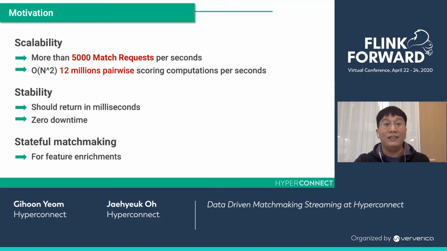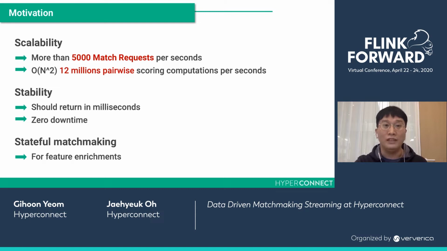Next is stability. Our matchmaking system is the core of the service, so the response time and the uptime of the system directly affect the business. These constraints make it more difficult to implement new features for the legacy system.